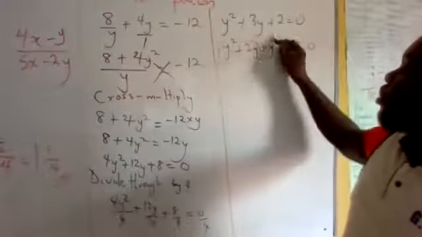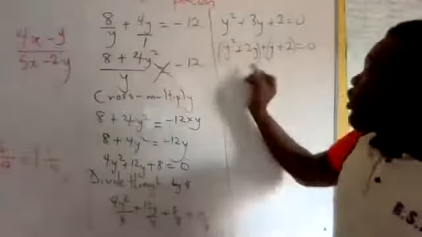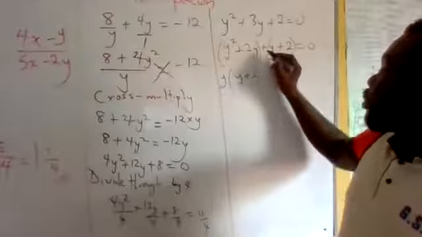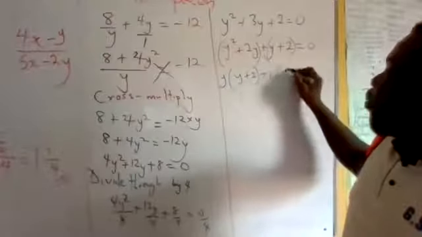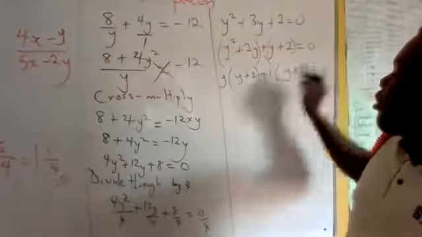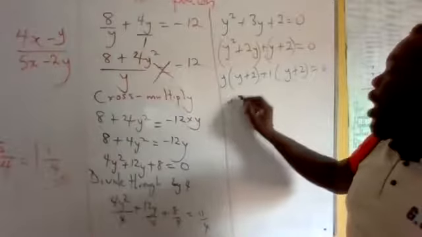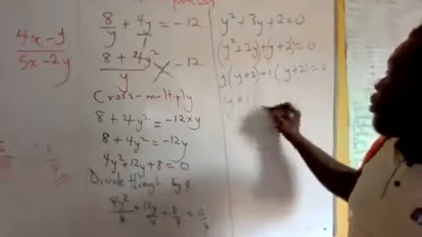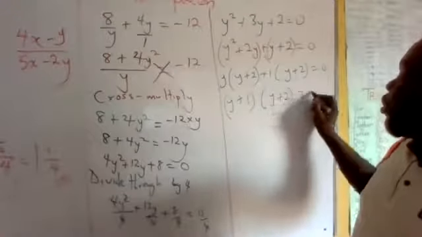This will cover this, this will cover this. So I'll factorize. What's common here? Y. So that'll be y plus 2. What's common here? 1. Y plus 2. So that'll be y plus 1. So I'm taking one of these because whatever I have here must be what I'll have here. So y plus 2 is equal to 0.